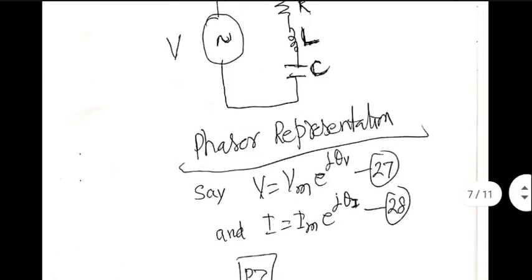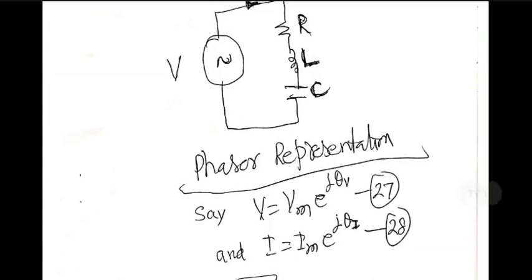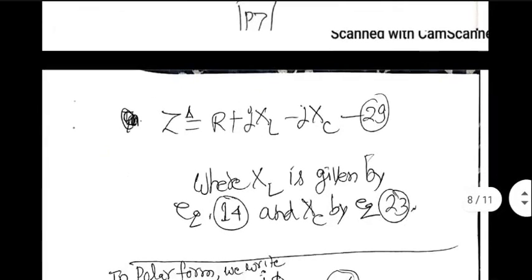The voltage, let's say in phasor domain, is Vm multiplied by e to the power j theta v. And let's say the current is Im e to the power j theta I, where now theta v and theta I need not be equal, for sure. That will depend on what the values of R, L, C are. So let's look at the fact that V upon I is Z. That means V upon I is R plus jXL minus jXC. Remember, XL and XC are real numbers. jXL is the impedance of the inductor.